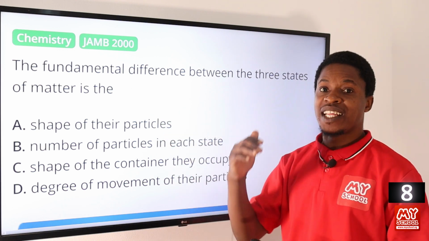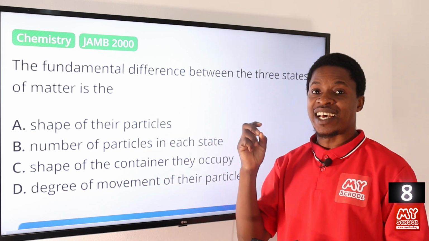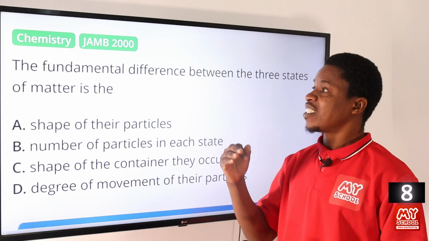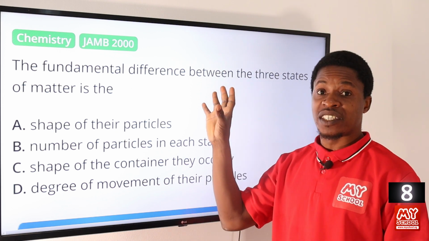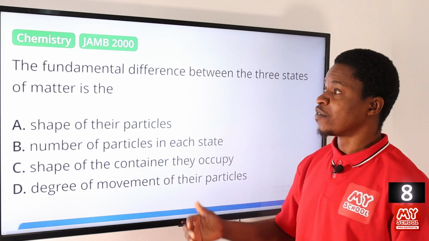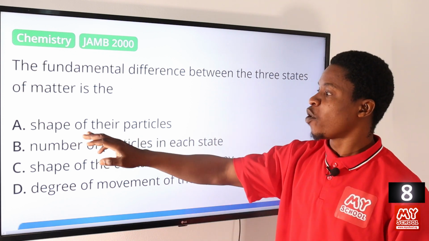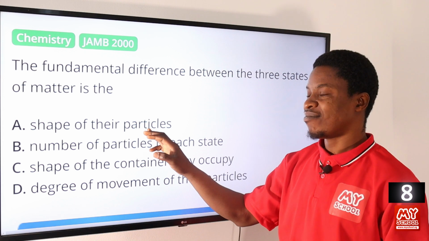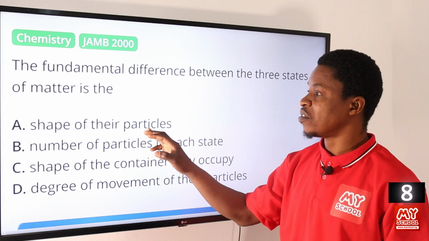Question number 8. The fundamental difference between the three states of matter is the what? Remember that the three states of matter are solid, liquid, and gaseous state. Okay, so what is the major difference between them? That's what the examiner wishes to find out from us. Option A says shape of their particles. Is that really the difference between them?